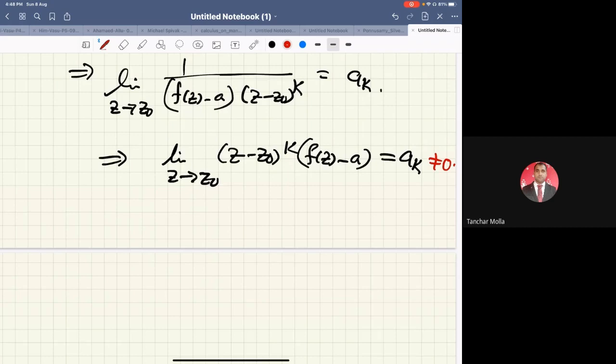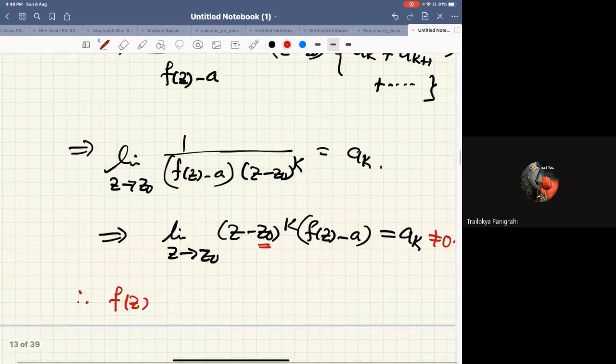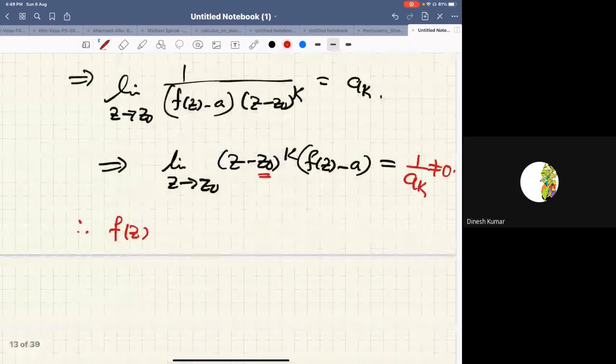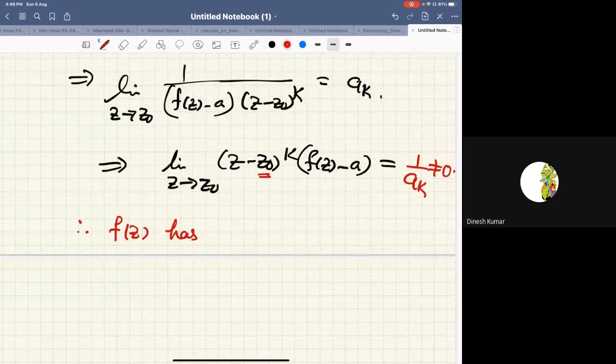So therefore, what kind of singularity is my z0? Pole. Very good. Therefore, 1 by ak, which is not equal to 0. Therefore, f of z has a pole of order k at z0.